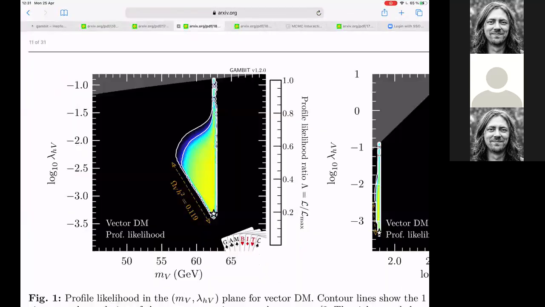So this is, again, it's not actually important what the axes here mean, but what you're seeing here is a result of a 15-dimensional parameter exploration, and where these two parameters you see here.